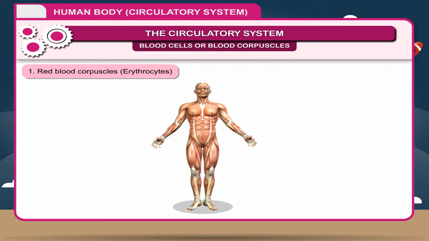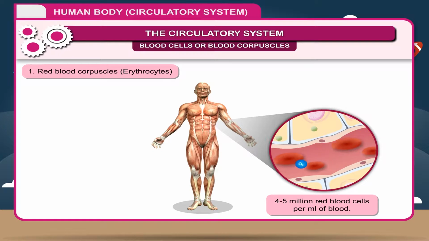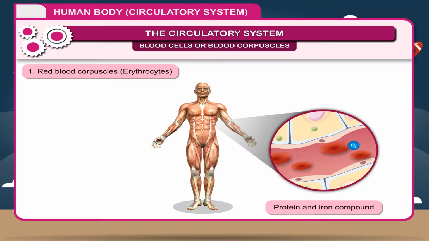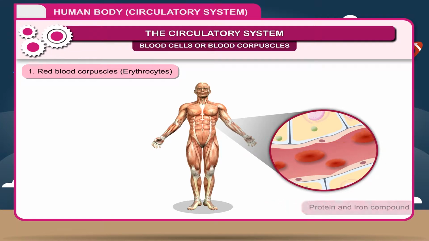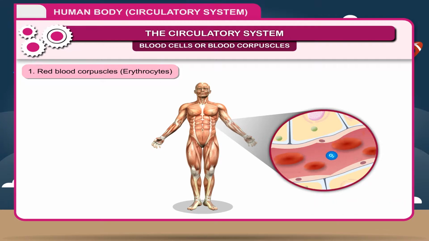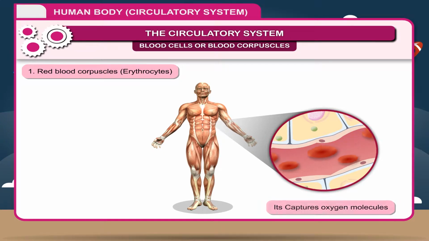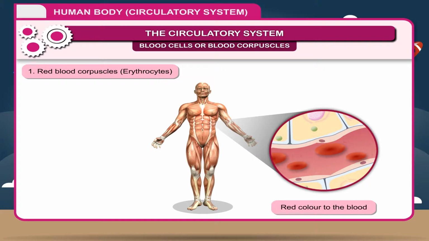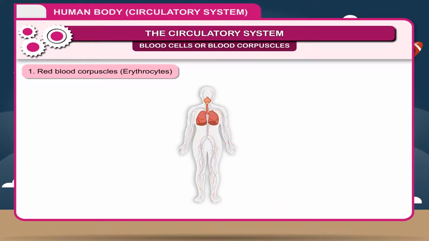A healthy man contains about 4 to 5 million red blood cells per milliliter of blood. RBCs are composed mainly of a protein and iron compound called hemoglobin. It captures oxygen molecules as the blood moves through the lungs, giving red color to the blood. Their primary function is to carry oxygen from the lungs to every cell in the body.